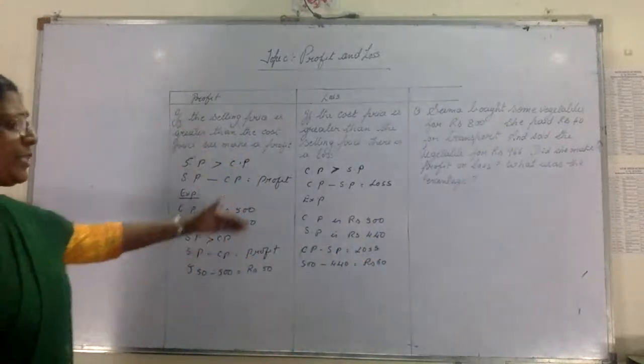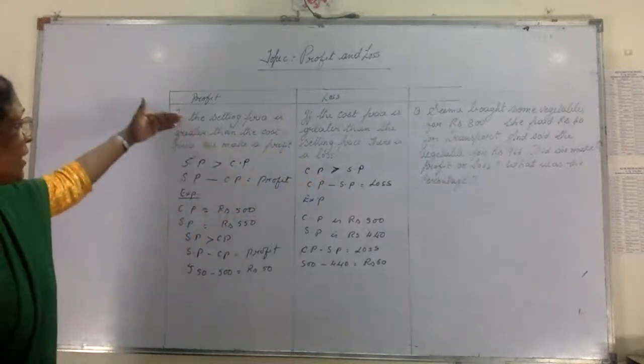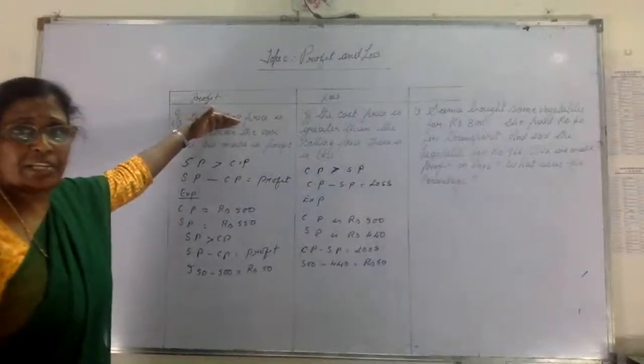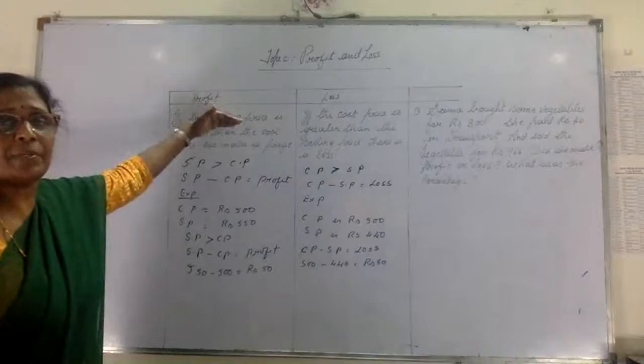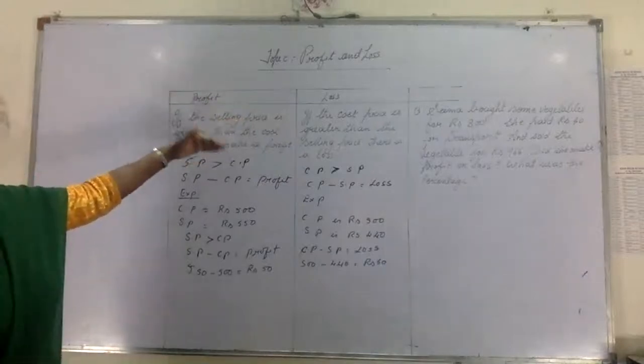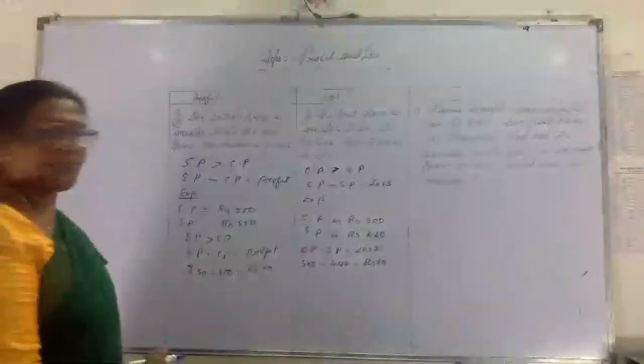To find out the profit and loss, it is very, very easy. That is, we have to see whichever is greater, whether the selling price is greater or whether the cost price is greater. If the selling price is greater, we make a profit. If the cost price is greater than the selling price, we make a loss.